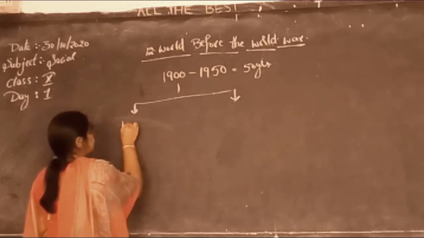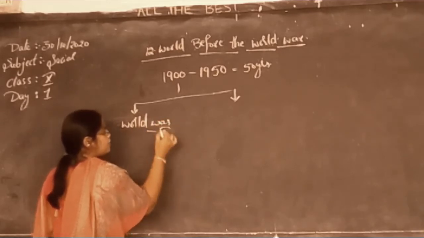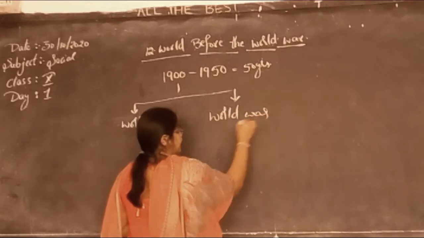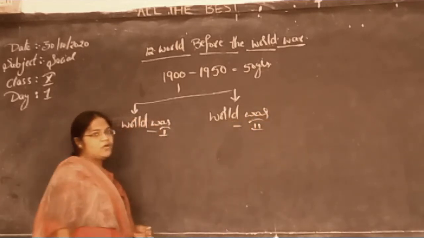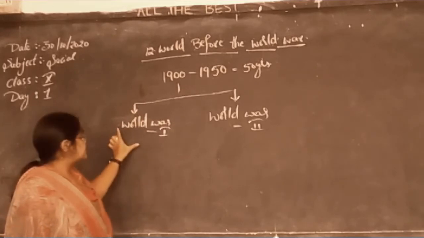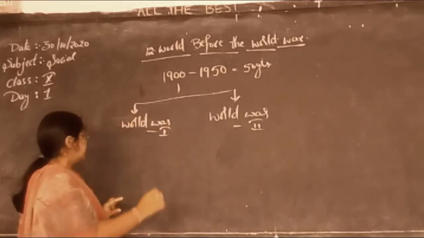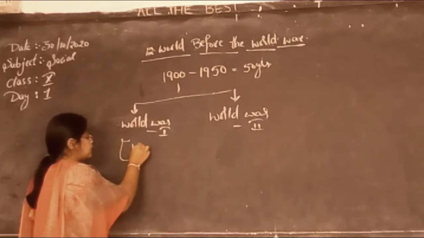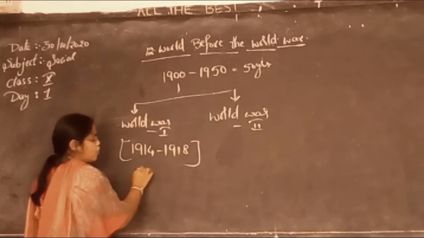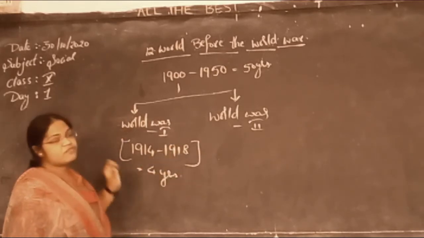Okay, I will write like this: World War One and World War Two. So, in the 50 years, World War One and World War Two have taken place. The First World War, from 1914 to 1918, took nearly 4 years to happen.